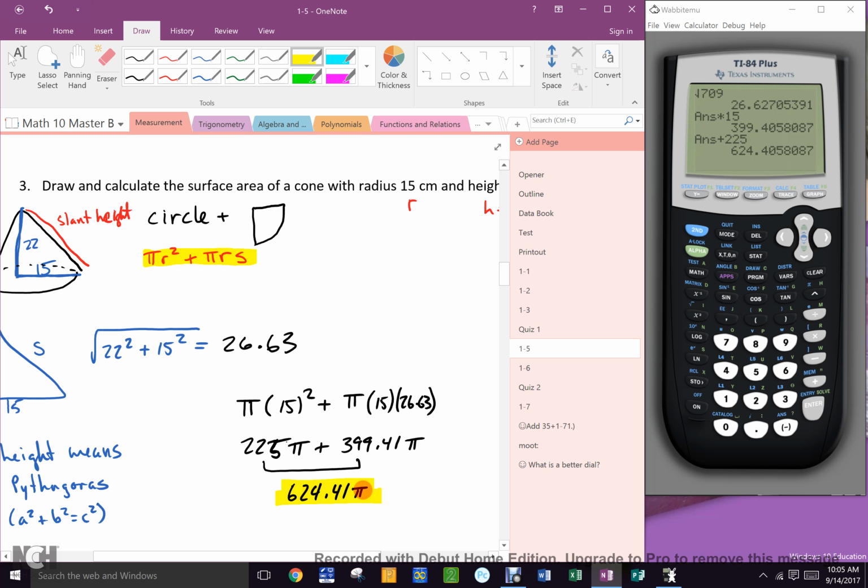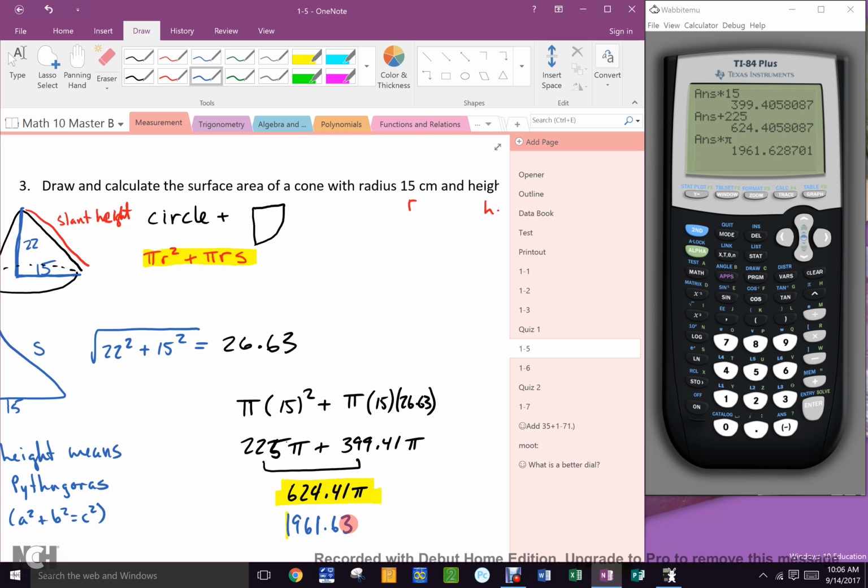So if you can't leave it like that, you're going to go 624.41, which I have right on my screen right there, yes? If I need a number, all I got to do is go times the pi button, which on my calculator is right there, and I get 1961.63. Now, the next question somebody always asks me is, Mr. Myers, I got 1962.74. How could that have happened? And would I mark it wrong?